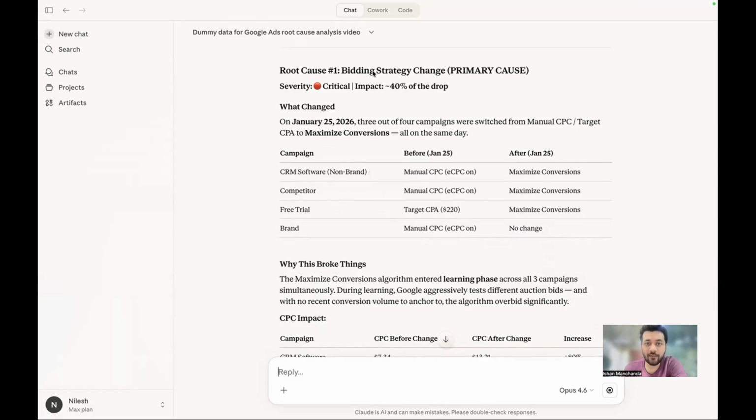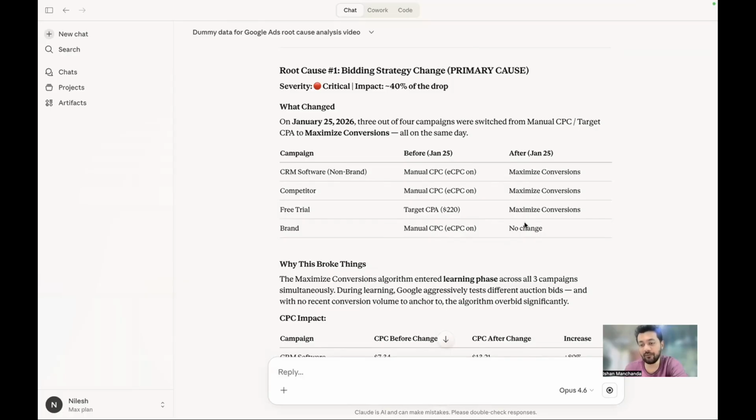So it's identified that there's been a bidding strategy change, which is the primary cause. Highly critical. Impact is 40% of the drop is because of this bidding strategy change. We looked at in the previous insight that I had given that 3 out of 4 campaigns had a change in their bidding strategy, and we can see exactly for each of the campaigns what was the strategy earlier and what it has been after Jan 25th, which is when the change was made.